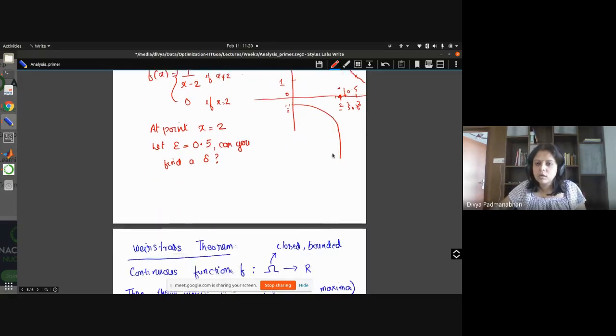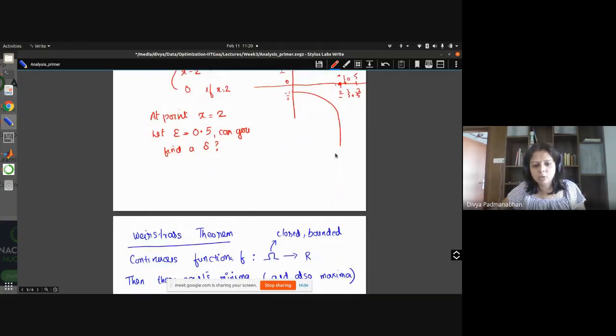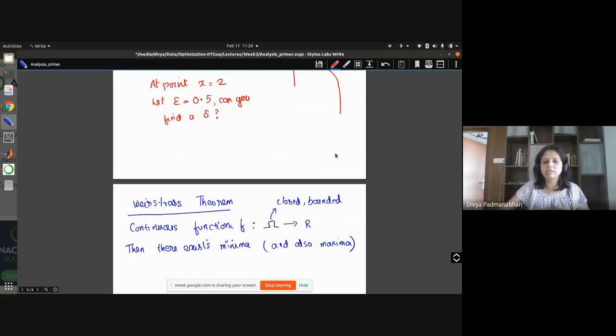In optimization, all these notions are important because one theorem due to Weierstrass says that when you have a function from omega to R, and the set omega is closed and bounded, and the function that you define is continuous, then for such functions there will always be an optimum point. So there will always be a minimum and also a maximum. That's why these notions are important here.